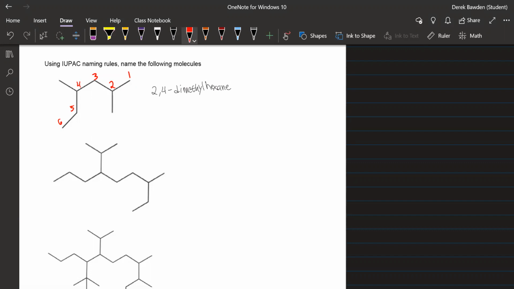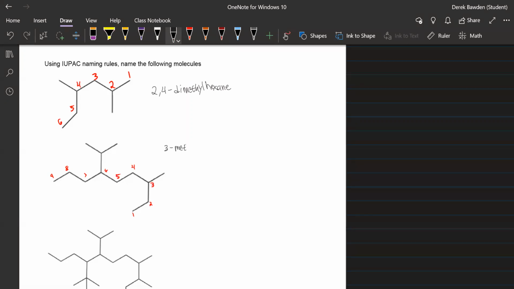We want to determine our longest parent chain. How many in our longest chain? 9. Perfect. 9 in our longest chain. And I numbered this way because we have a substituent at a lower number. The way I like to do this is I like to write out my substituents before I even start trying to name it. So I've got a 3-methyl.